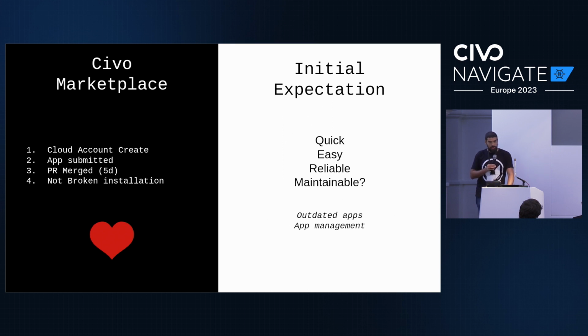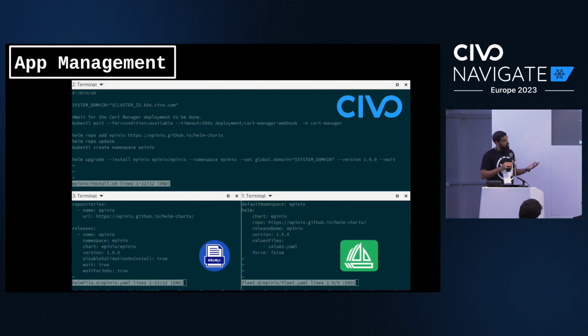And the other open question we had was, what about the application management lifecycle? For obvious reasons. The thing is, you can install an application on the Civo Marketplace, you can uninstall an application, but they don't tell you anything about upgrading an application.